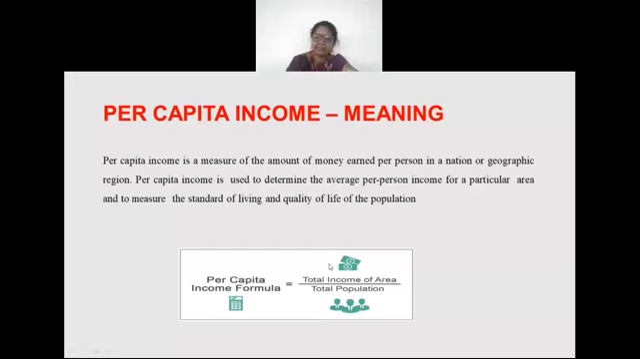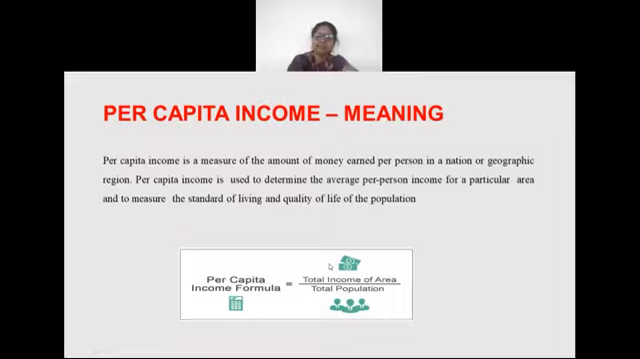Per capita income is a measure of the amount of money earned per person in a nation or geographic region. Per capita income is used to determine the average per person income for a particular area and to measure the standard of living and quality of life of the population. It is a definition given. Let me explain this concept with an example.